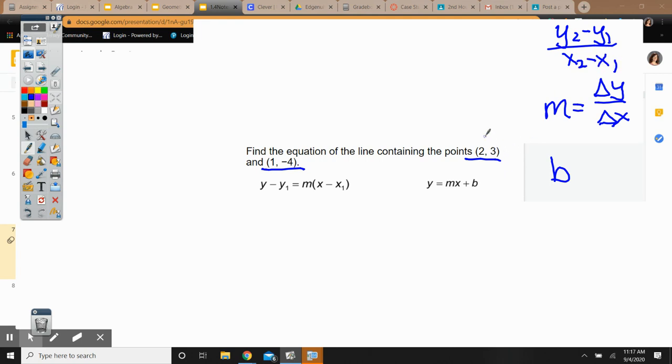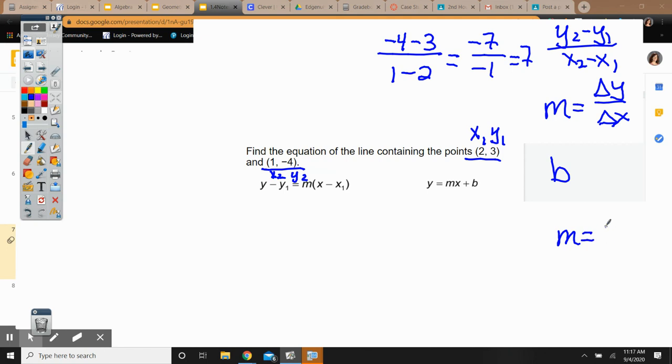So we'll go ahead and do this. Here's my first point, so it gets the 1's. There's my second point, so it gets the 2's. Negative 4 minus 3 over 1 minus 2. So it looks like I'm getting negative 7 over 1 minus 2 is negative 1. That will give me a positive 7. So my slope is 7.